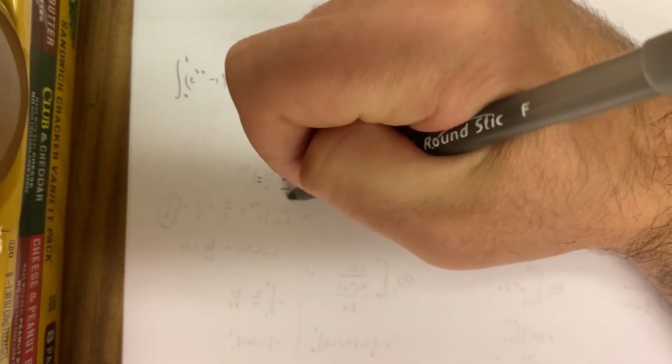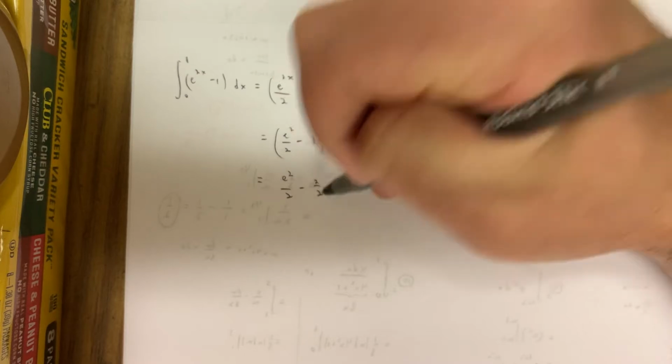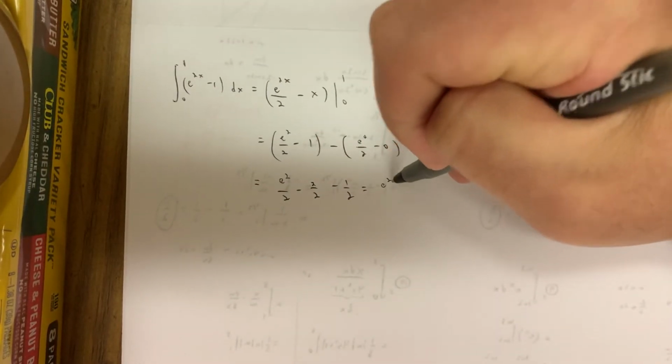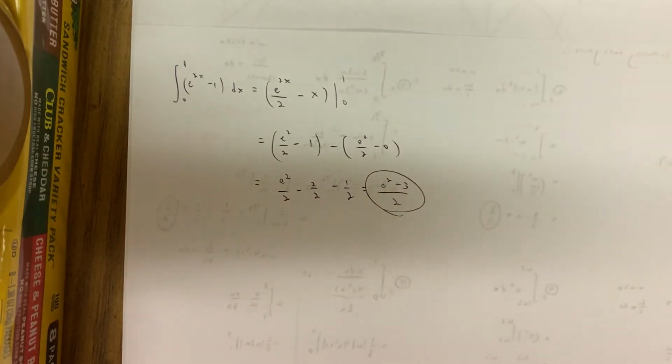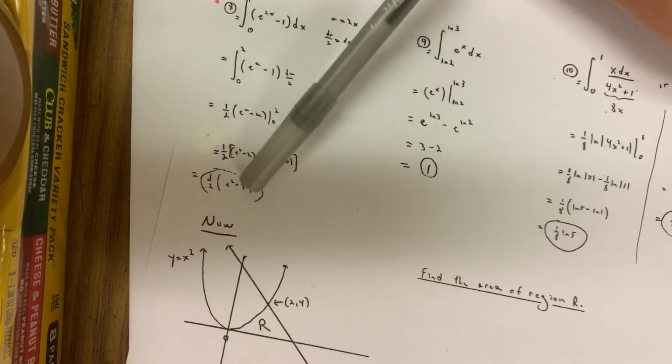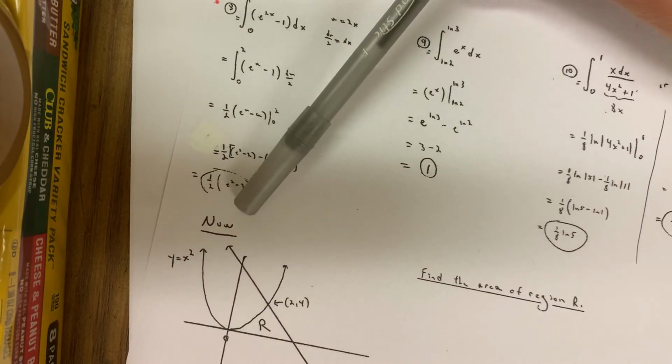So you actually get e squared over 2 minus, I'll write the 1 as 2 over 2 if you don't mind, minus 1 over 2. All right, and that gives us e squared minus 3 quantity over 2, okay, which I think is the same answer we got before. Yeah, same thing, okay, if you distribute that 1/2, or even if you just put the 2 under there, instead of multiplying by 1/2, divide by 2.